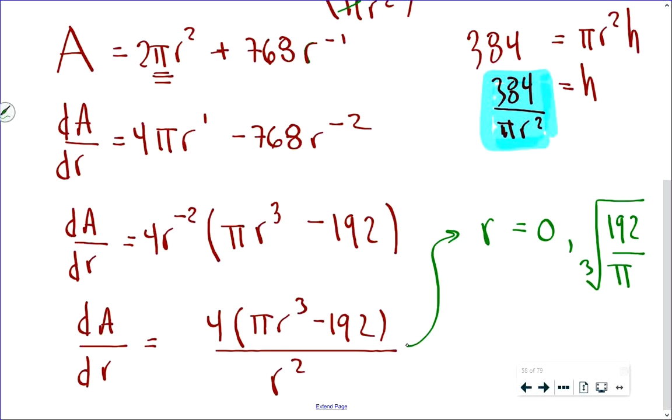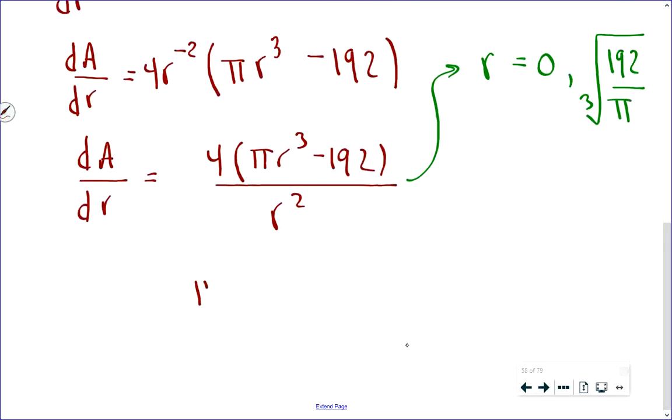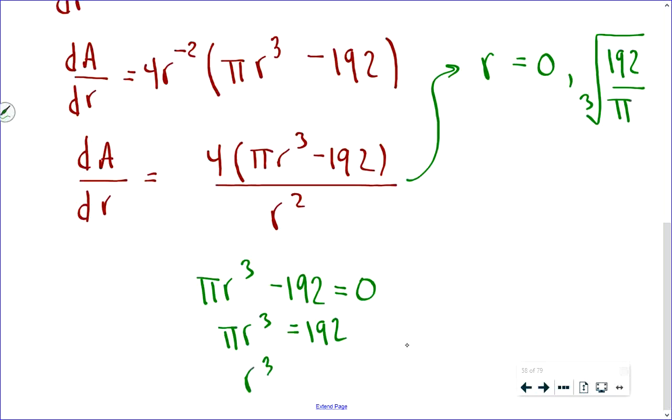This is a case where, as much as I say, well, you just look at it and you know, sometimes what the brain requires is for you to look at it and go, well, you know what? I'm going to write this down and set it equal to 0 and rearrange it. It's not always a good idea. But in this case, I think it is. So I add 192 to both sides. I divide both sides by pi. And that takes me to this statement, because then I have to take the cube root of 192.